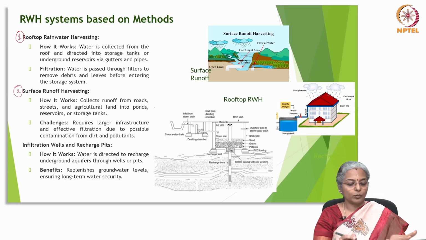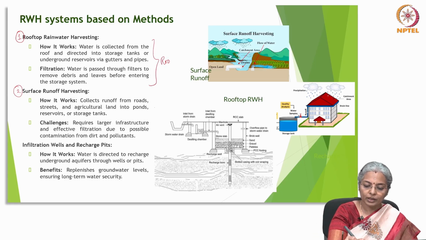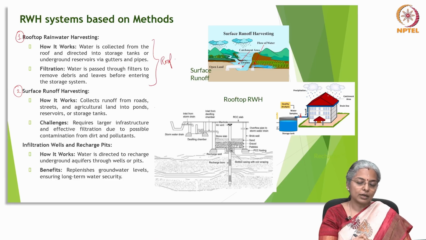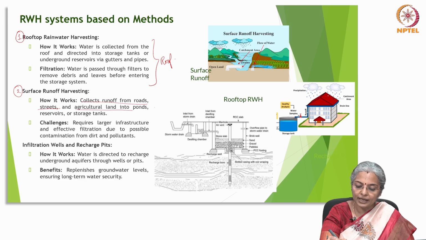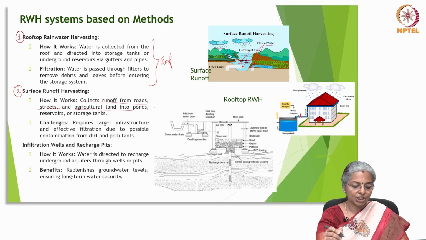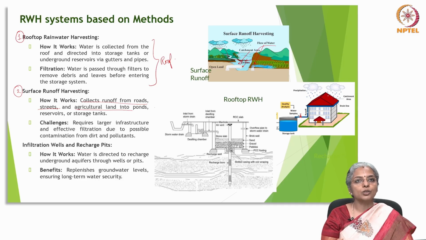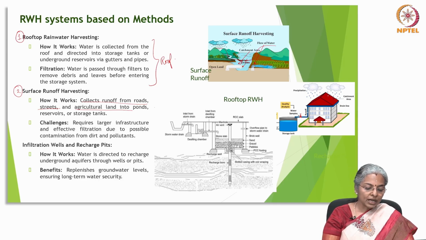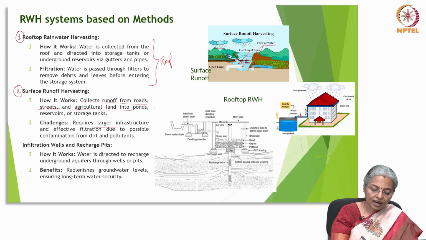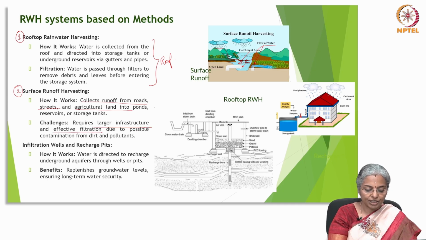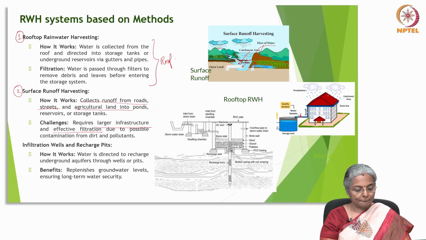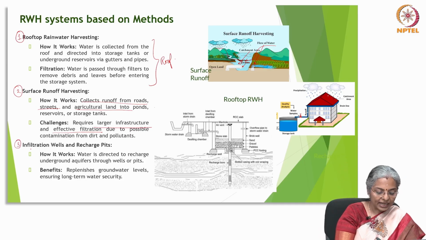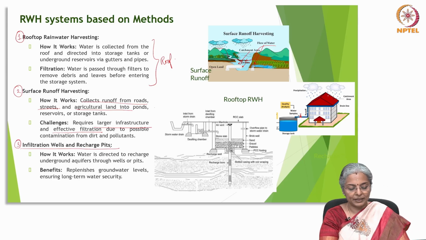And then there is the surface runoff harvesting. So, the first one is from the roof, whereas surface runoff harvesting means it collects the runoff from road, street, agriculture land and it is brought to the ponds or very large catchment areas which could be like reservoirs or storage tanks. The issue with it is you need a large infrastructure and some filtration also, because that water should not bring along with it too many pollutants.